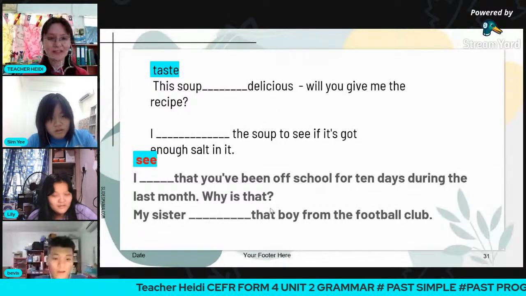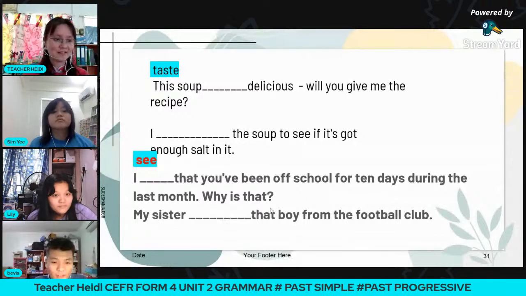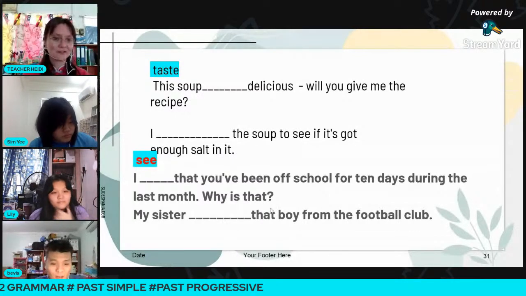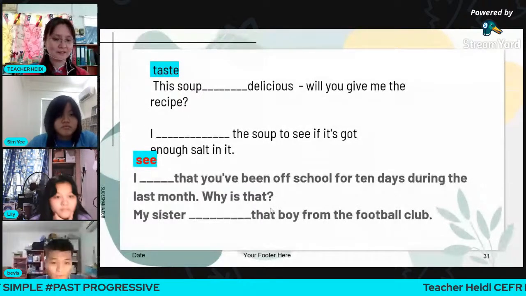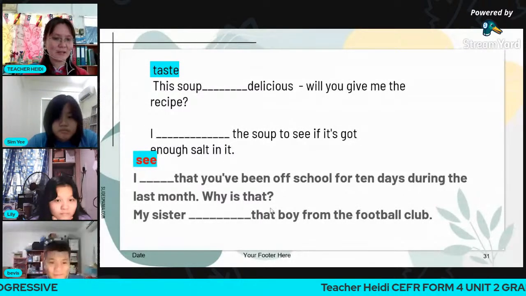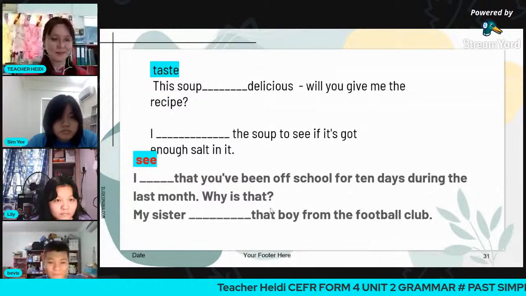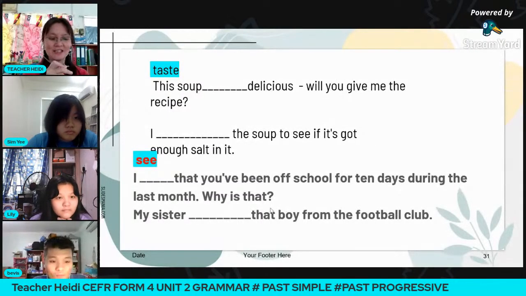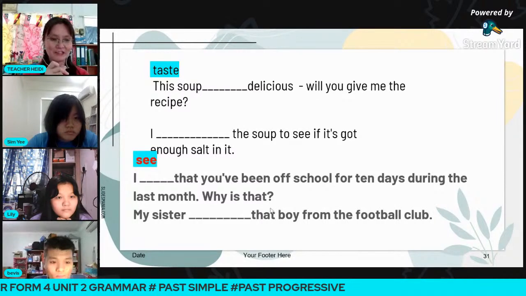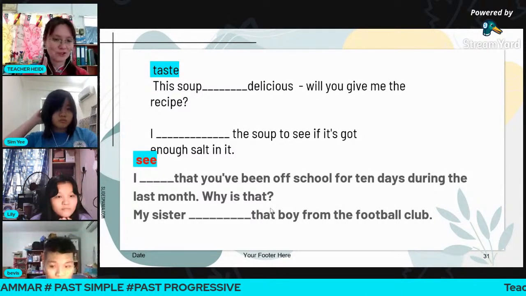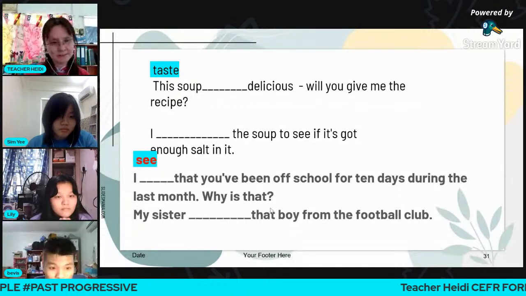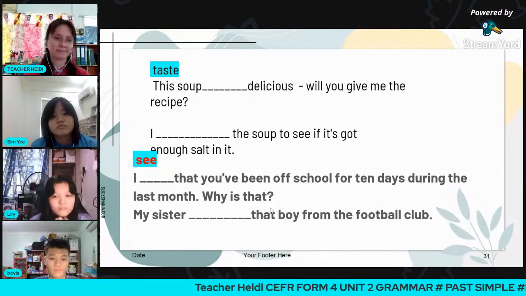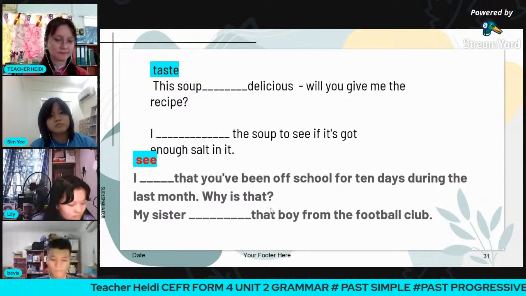Read. So that I've been off for 10 days during the last month while my sister was seeing that boy from the football club. My sister. Okay. Sorry, I got you all confused. Actually, this one is simple past tense already. But this one, you've been off school during the last month. During the last month. Okay.